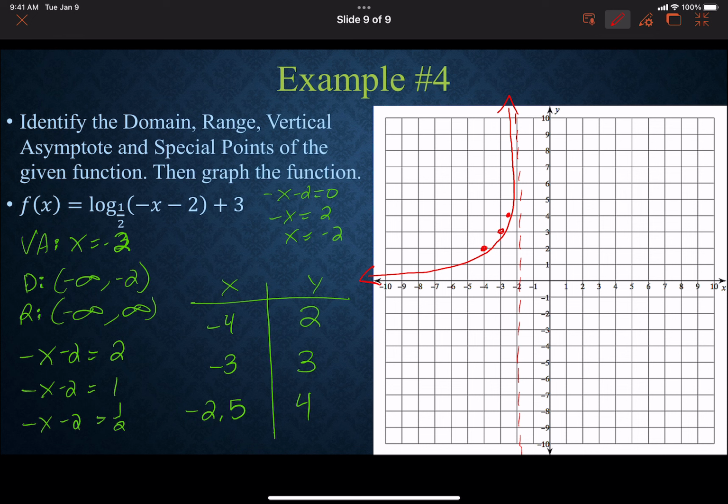All right, so that's all our properties of exponential logs. That's our graphs of the exponential logs. So the next series of videos will be based on the solving of the exponential and log equations.